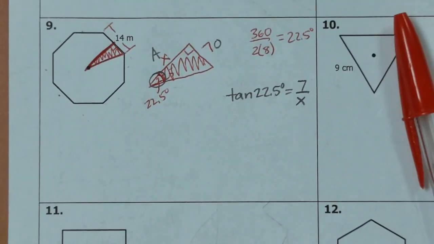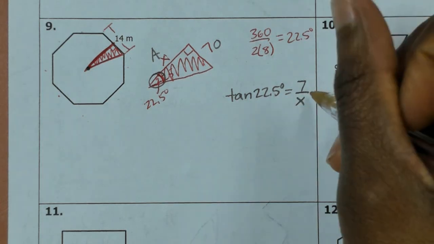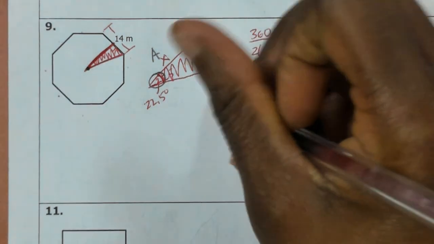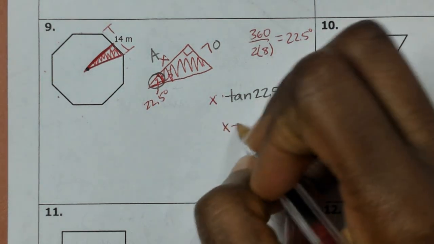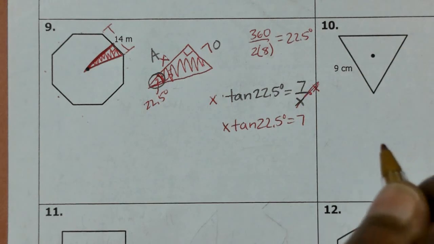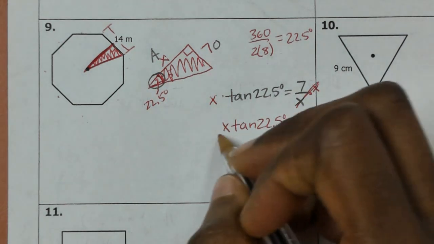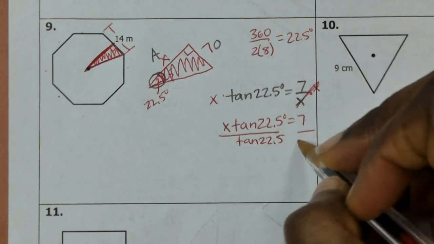So what we want to do for this one is isolate x, so solve for x. Right now x is in the denominator, so what we need to do is multiply both sides by x to move it to the numerator. That cancels it on this side. And we're left with x tan 22.5 equals 7. And then we need to get x by itself, so we divide the tan 22.5 out on each side.